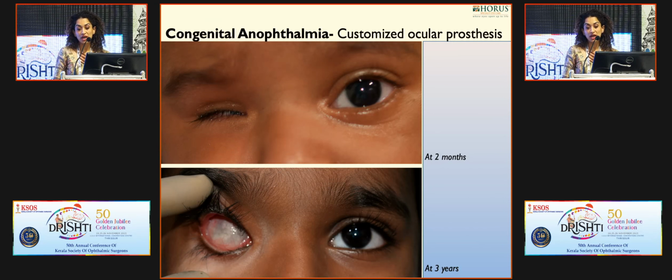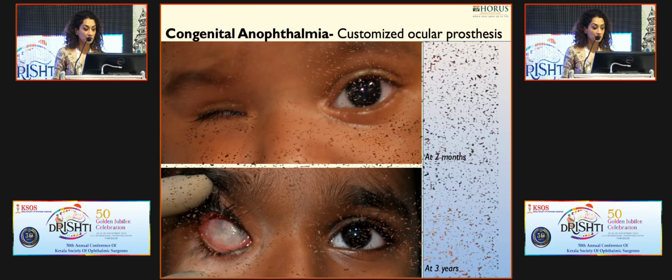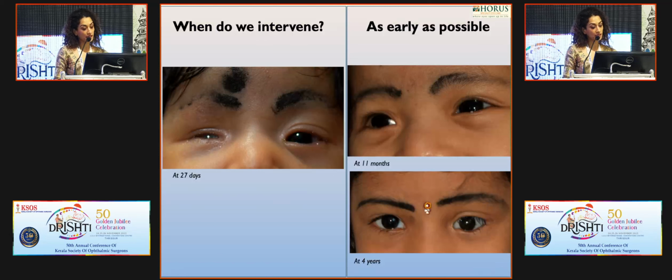But now in my practice, I actually use serial customized oculoprosthesis right from the beginning. And this is how early we start. At 2 months, this child started receiving customized oculoprosthesis. At 3 years, I actually enucleated, gave him an implant, and this is how he looks. This child, how early? At 27 days, this baby came to me. Immediately, I started. This is just before her first birthday at 11 months, and last month I saw her at 4 years.